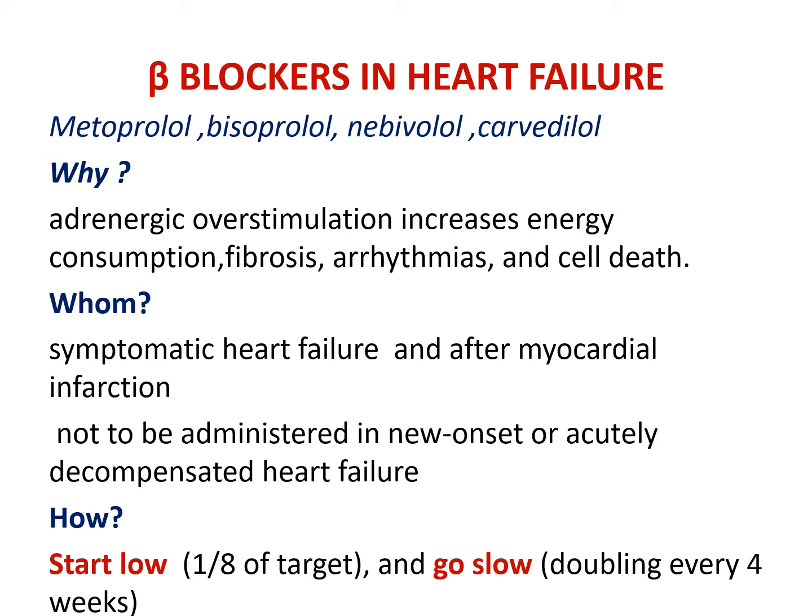And for which group of patients are beta blockers used? They are used only in symptomatic heart failure and after myocardial infarction. They are not to be administered in new onset or acutely decompensated heart failure, because it will further precipitate heart failure symptoms. So how to administer beta blockers? They have to be started at a very low dose. One-eighth of the target dose has to be started first, and then the dose slowly escalated, doubling every 4 weeks.